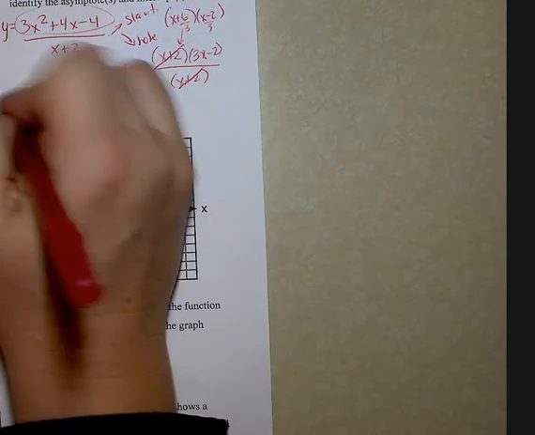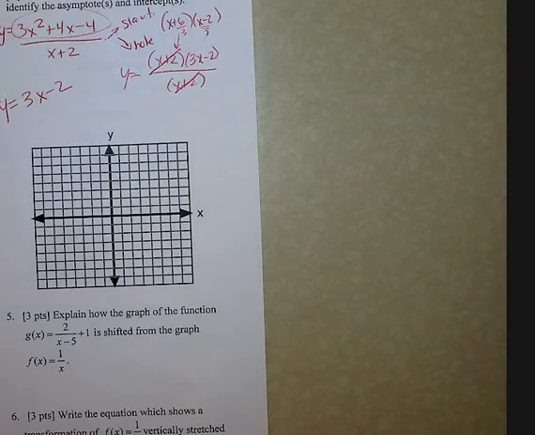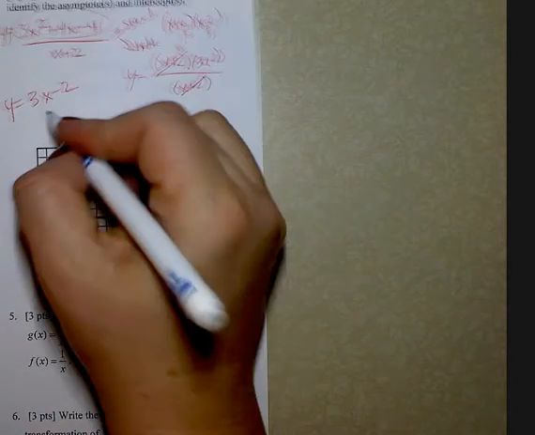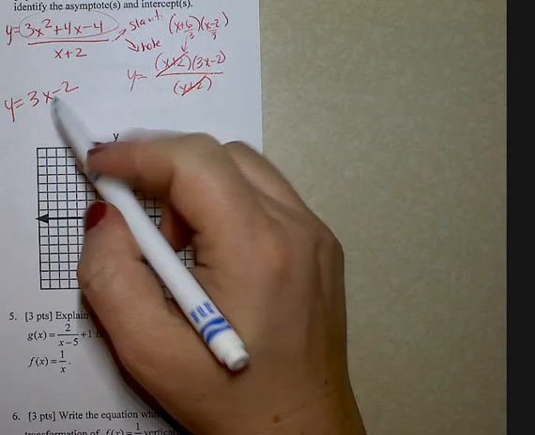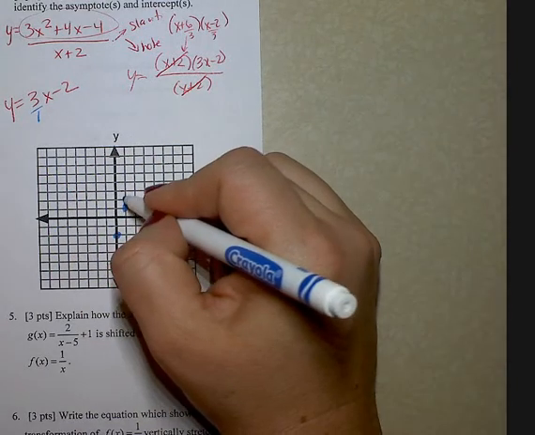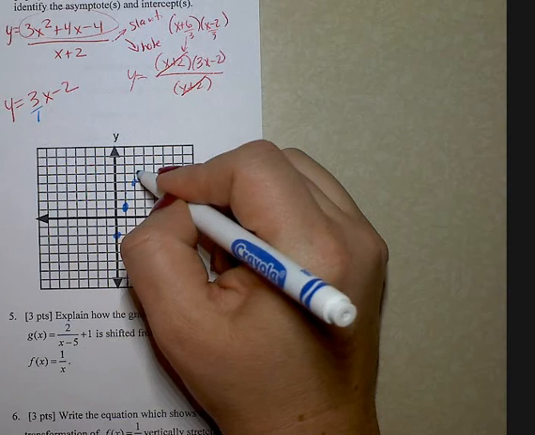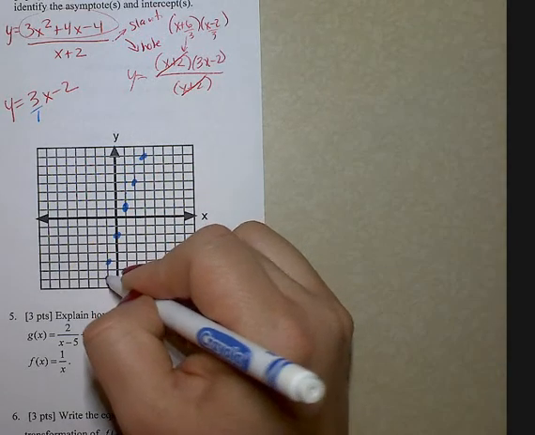So I know this is the equation. When I graph it, this is the equation I'm going to graph. So I'm going to do that right now. Okay, I'm going to start at -2, and I'm going to do it just with dots right now. I'm going to go up 3 over 1. 1, 2, 3. Down. 1, 2, 3. Okay.